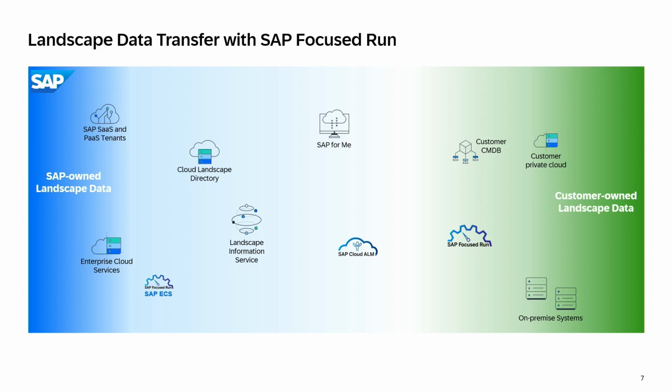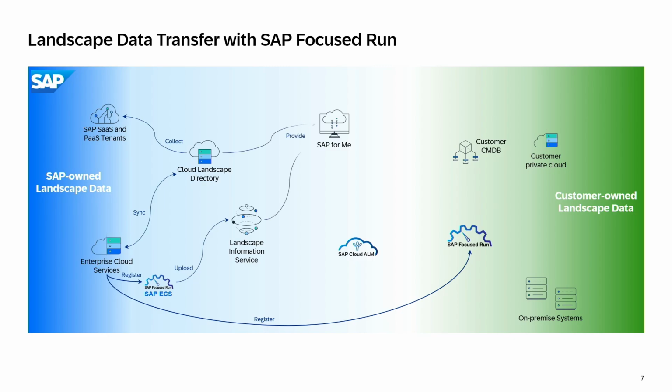It has a fantastic system monitoring. It has also a lot of other use cases that are close to Cloud ALM. But yeah, if you have on-premise systems that you want to monitor, especially after 2027, Focused Run is what you want. So I'm going to be a little bit quicker here. See, most of the things are pretty much the same. The only difference is if you have a RISE system or a private cloud system run by the enterprise cloud services, it will automatically register in the Focused Run of the customer, in your Focused Run. So you don't have to worry about how do I get the system into my SAP Focused Run.